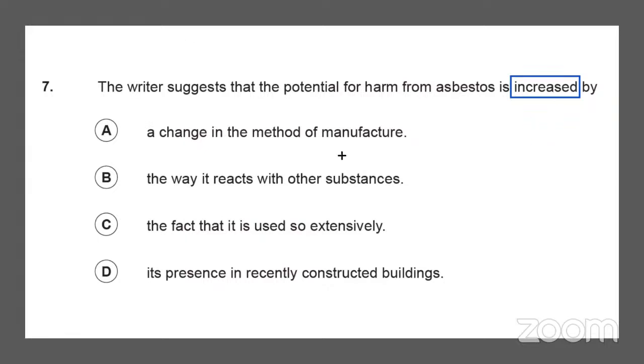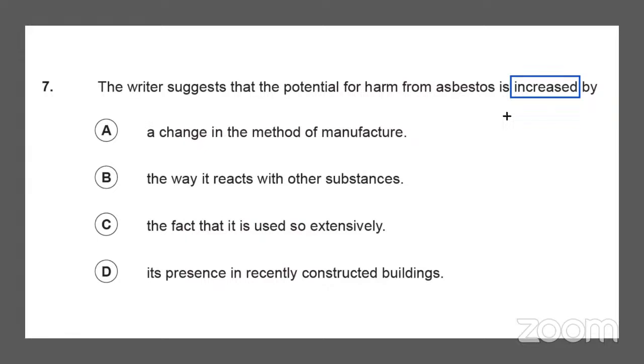So, next one. This is done. There is potential for harm from asbestos, and it is increased by something. Increased is the keyword. Potential for harm is there, and that is increased by something.